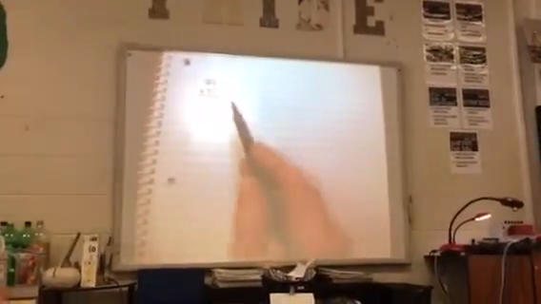Okay, so we're talking about using the standard algorithm for multiplying 2 digits by 2 digits. So we mastered 1 digit yesterday, right? We're going to master 2 digits today. So I'm just going to work one example and kind of talk through it.